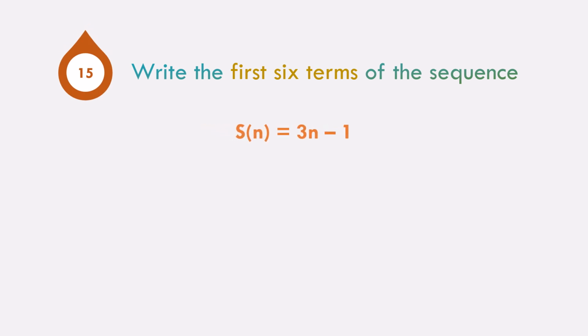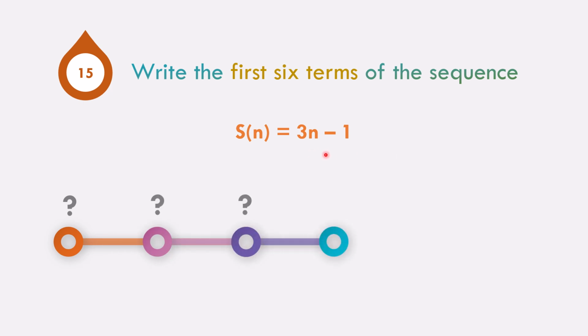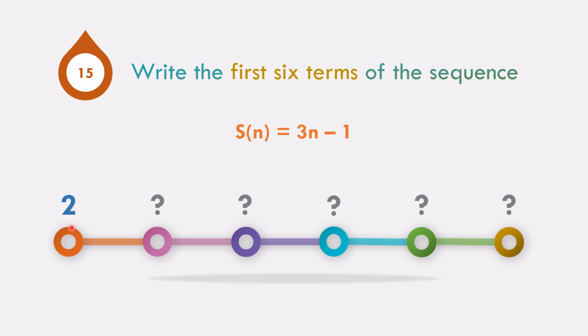How about number 15? Let us write the first 6 terms of the sequence s of n is equal to 3n minus 1. Let us replace the value of n by 1. So 3 times 1 is 3 minus 1, that is equal to 2. Next to n is 2. 3 times 2 is 6 minus 1, that is equal to 5. Next to 2 is 3. 3 times 3 is 9 minus 1, that is equal to 8.